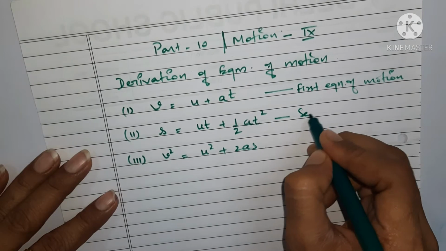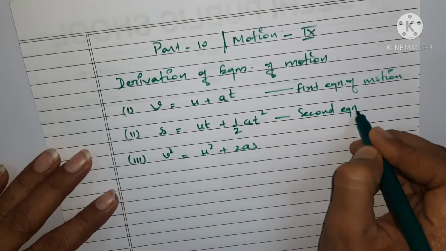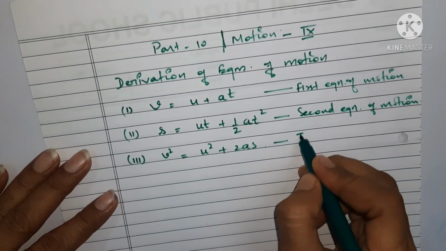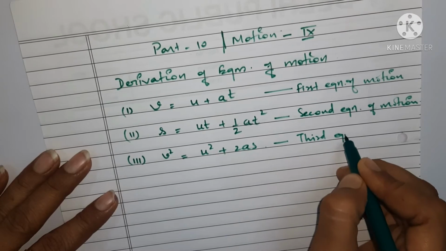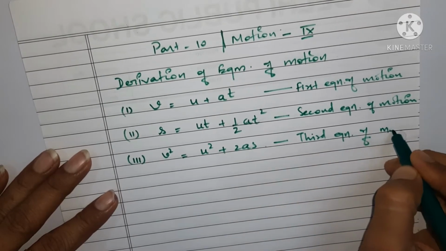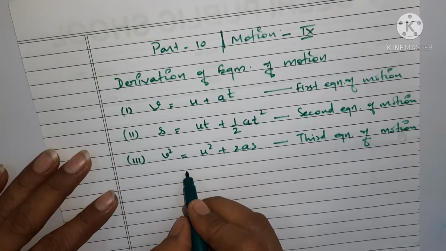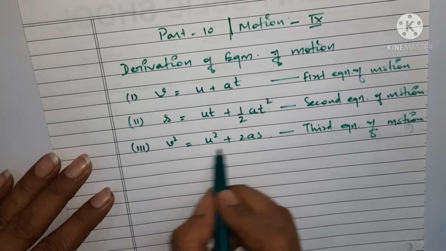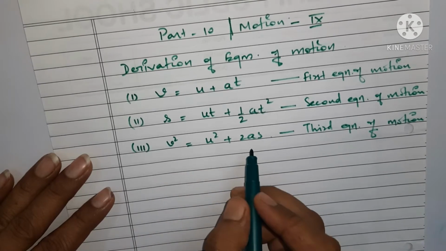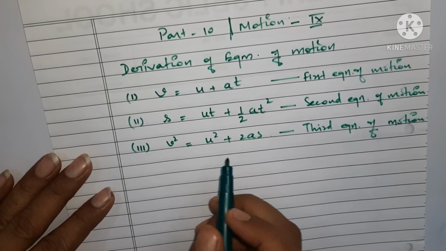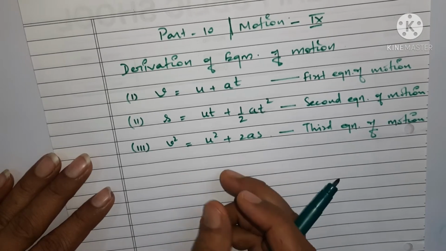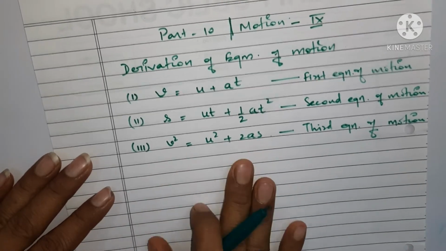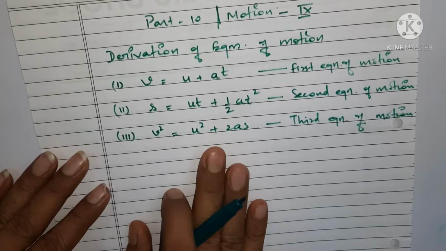This is the second equation of motion, and this also we have done. The third one is this one, so this is the third equation of motion, and this we are going to derive. We have to understand how to derive this. Derivation means origination, how it is originated. Derivation means to find the origin, how this formula has been generated. So we are going to find out how it has been created.